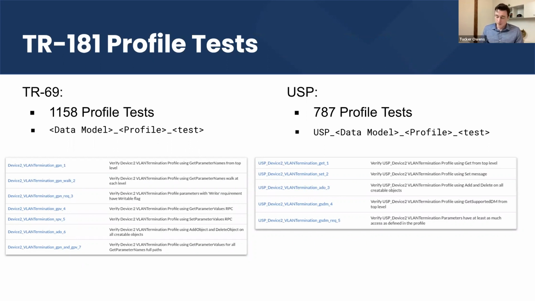It's also maybe worth noting here, just for anyone that does any business with RDK, we also have 87 RDK profile tests on the TR-69 side and 61 RDK profile tests for USP. Those are just a handful of profile tests that we've concocted out of the RDK data model.